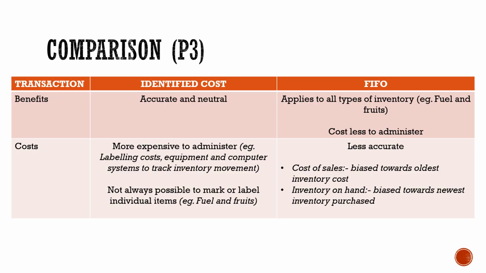Because the two methods work differently, they both have different costs and benefits. With the identified cost method, the valuation of the inventory is more accurate and neutral. This is because each individual unit of inventory is specifically identified. However, this means that it is more expensive for the business to use this method. For example, the business needs to pay for labeling costs and invest in equipment and computer systems to track inventory movement. Also, it is not always possible to mark or label certain types of inventory, for example, fuel and fruits.